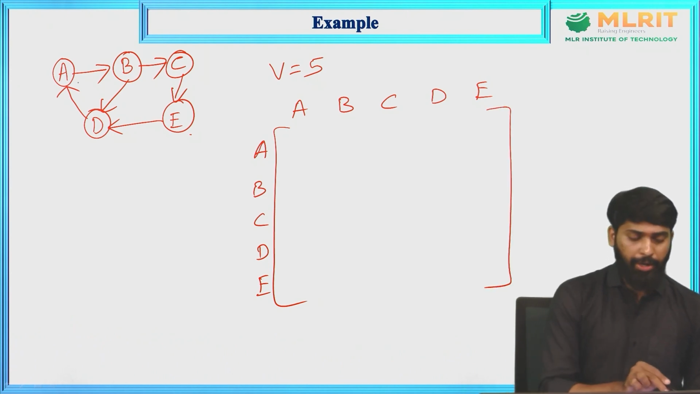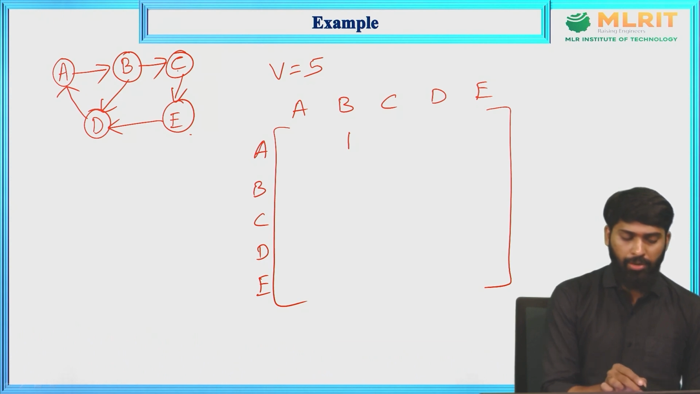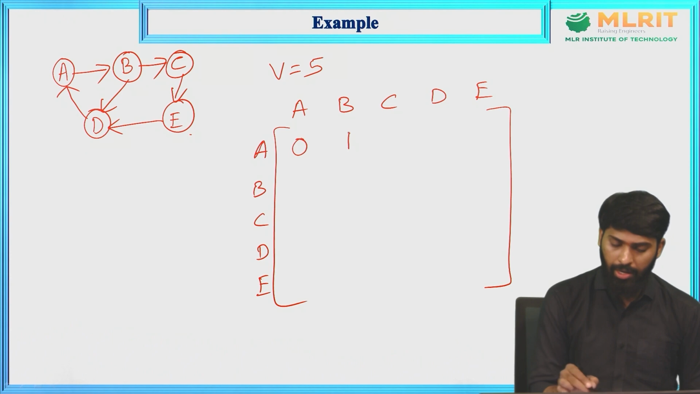Now check. A to B is 1. A to C, no. A to E, no. A to D, no. So remaining are zeros.